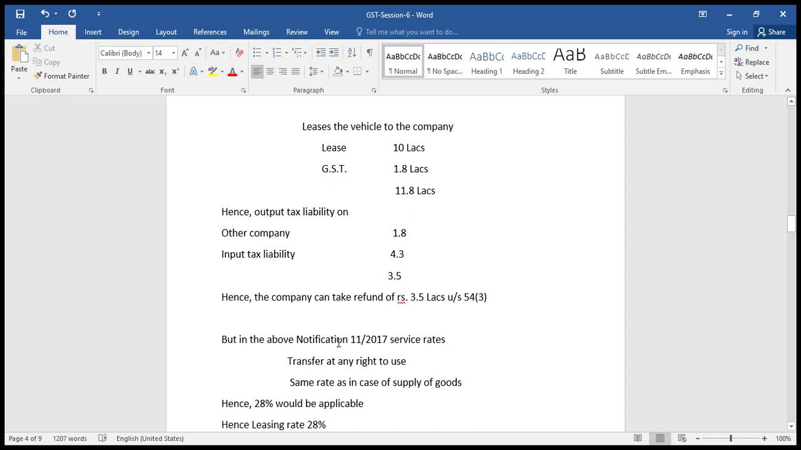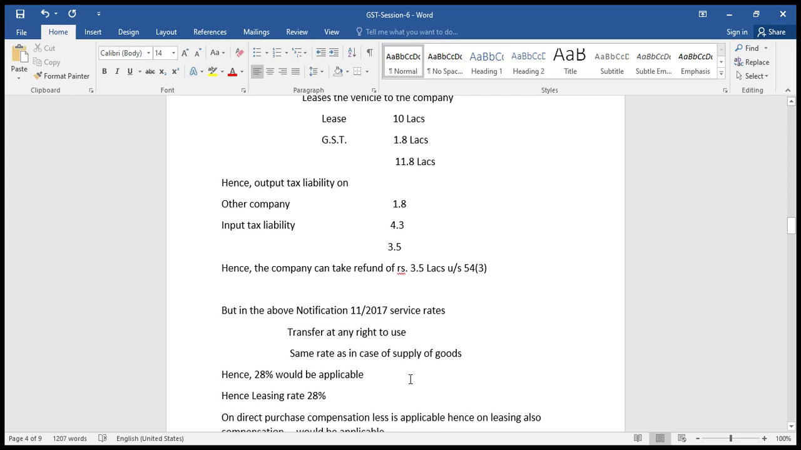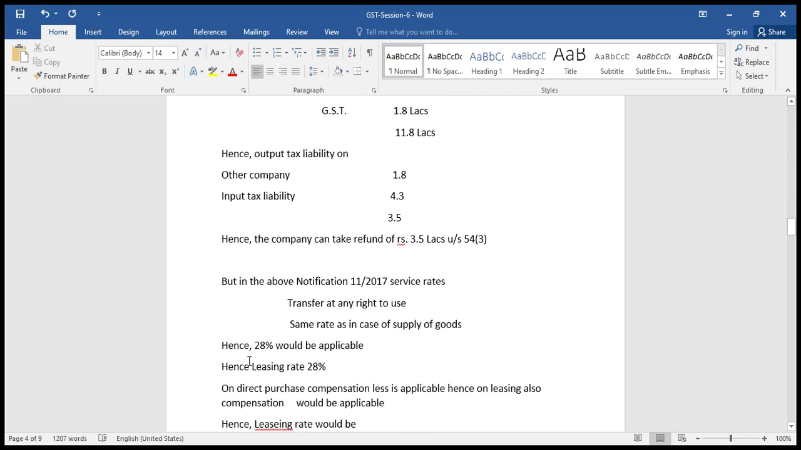But under Notification 11/2017, for transfer of any right to use, the same rate as in the case of supply of goods is applicable. Hence, 28% would be applicable on leasing as well. Hence, the leasing rate would be 28%, and there would be no benefit in purchasing and then leasing the vehicle to another company.